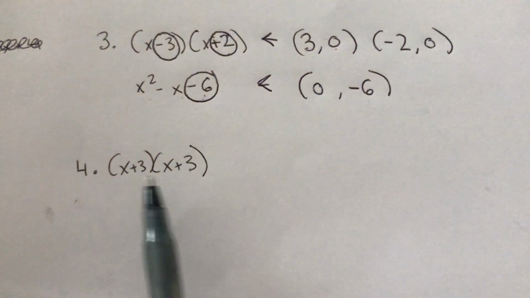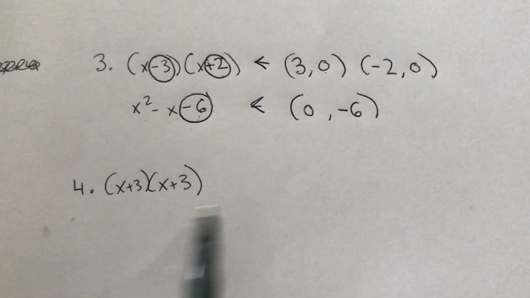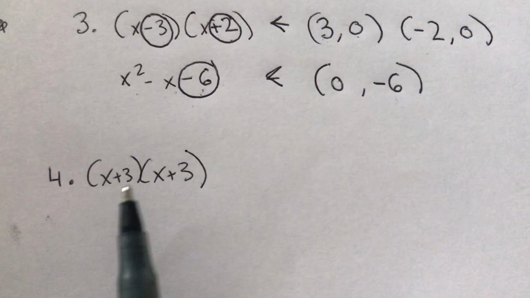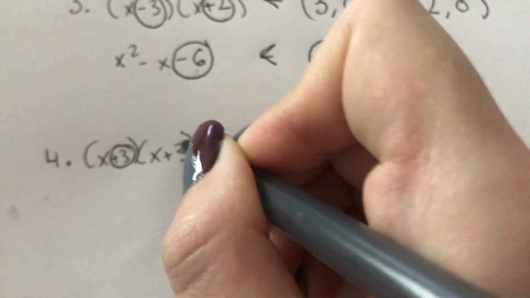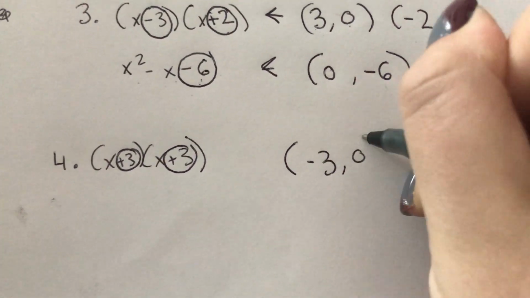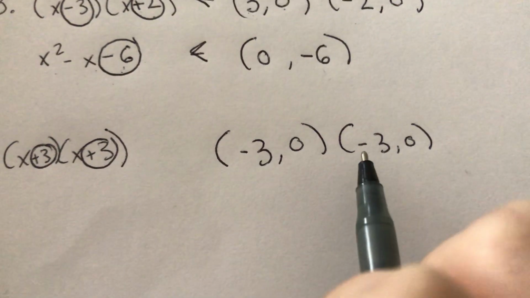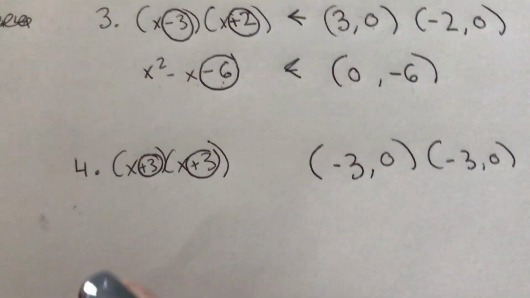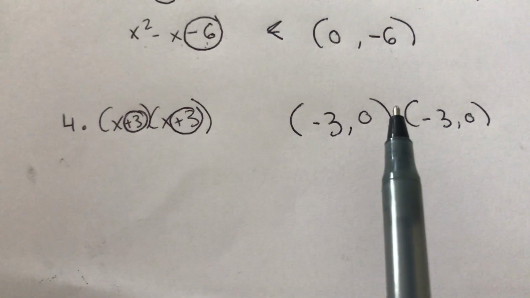And lastly, how do I identify both the x and the y-intercept from a function just in factored form? Here's a trick. First things first, let's do our x-intercepts easily. I'm going to use both values, positive 3 and positive 3. So I'm going to have intercepts at negative 3, comma 0 and negative 3, comma 0. Notice these will be the exact same coordinate. It'll be one point, but you can write it twice if you'd like.